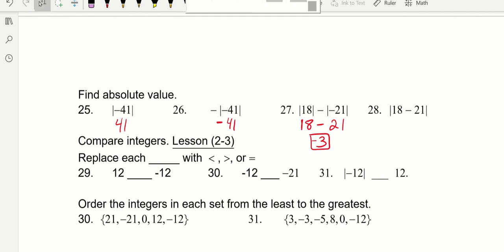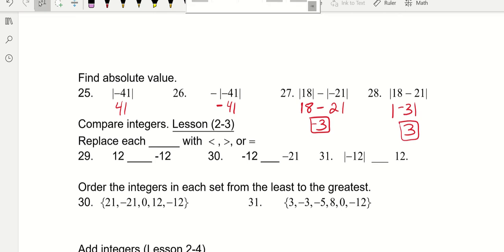Okay, now on number 28, we have some operations to do inside the absolute value. You treat the absolute value kind of like you would parentheses. If there's any operations to be done inside the absolute value, you do those first. So the absolute value of, what is 18 minus 21? -3. And then we take the absolute value of -3, which gives us 3. There we are.